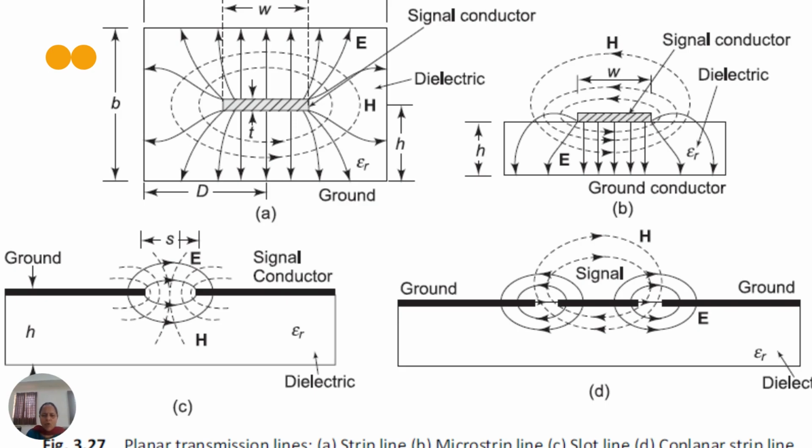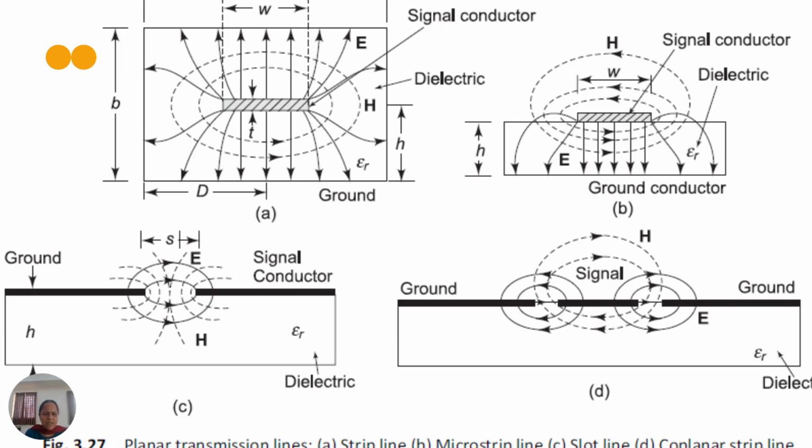For the coplanar line, which is now very commonly used in many circuits, it looks like this: you have a ground plane here, and also a ground plane here. The one in the middle we call a patch or signal plane. The ground planes and signal plane are all made of conductors, and this is a dielectric substrate. Construction-wise they differ a little bit, and they follow a certain mode of propagation.